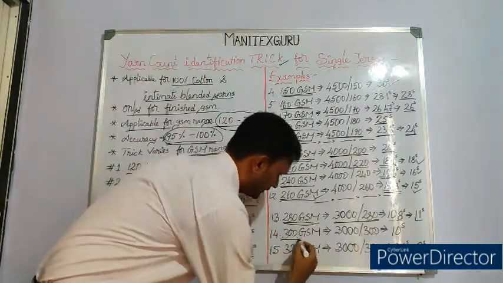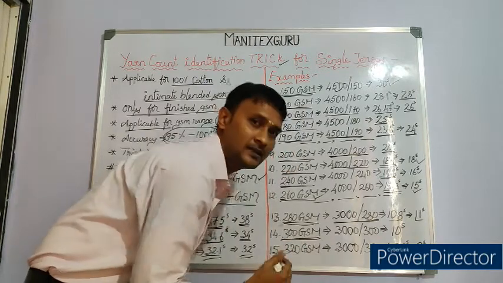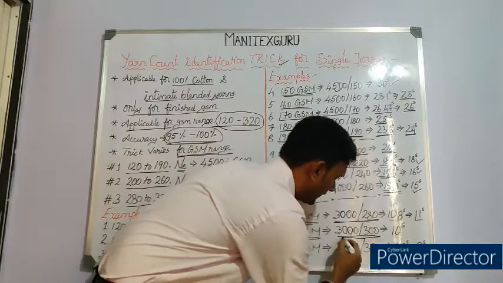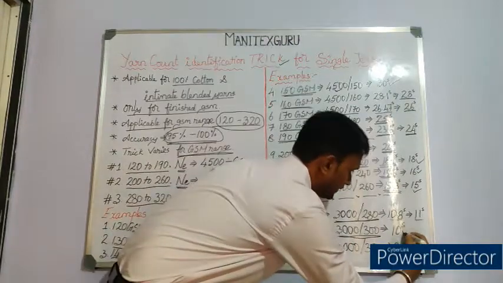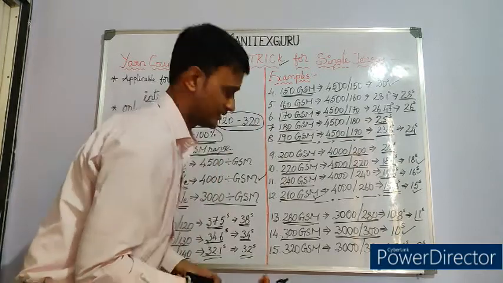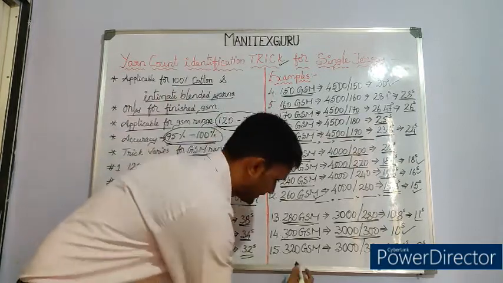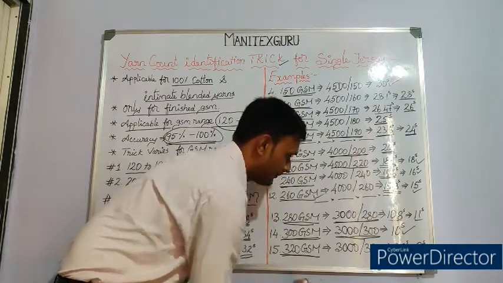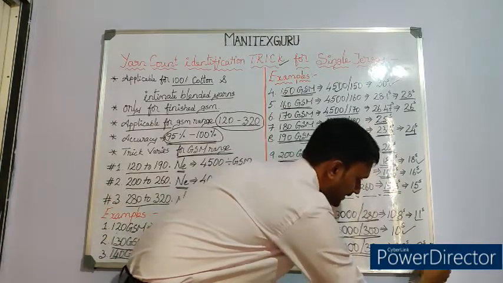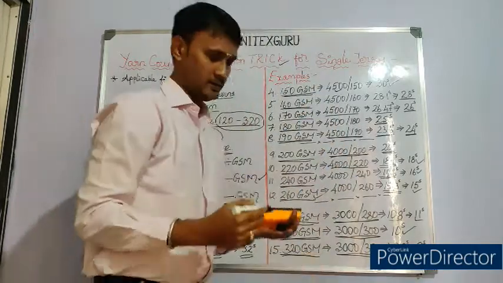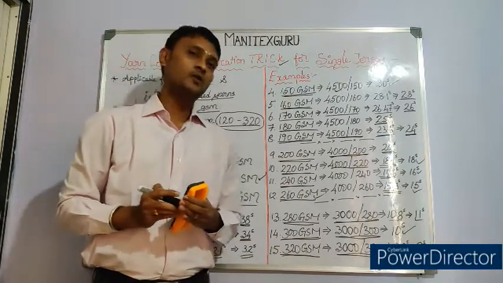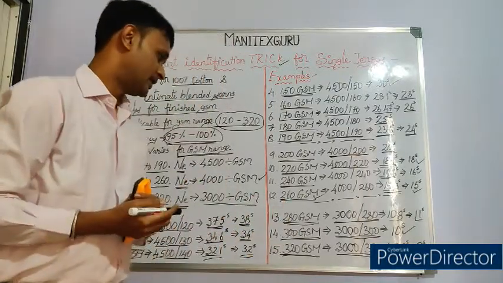The second example in the ultra heavy category is 300 GSM. 3000 divided by the target GSM 300 will get tens count. Tens count is the ideal count to achieve 300 GSM finished. The last and final example, 320 GSM, 3000 divided by 320 will get 9.3. Nines or eights count is the ideal count to achieve the 320 GSM finished.